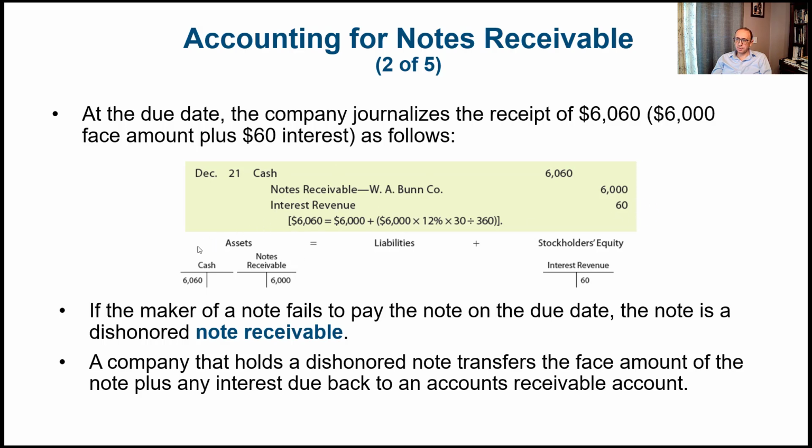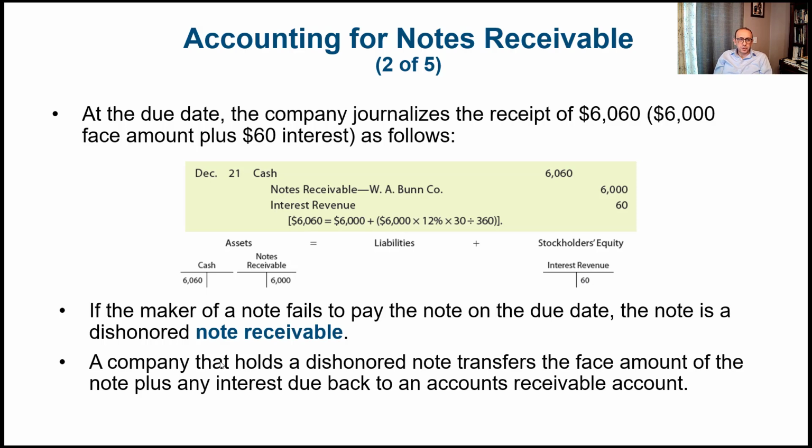And now we have, on the accounting equation, you can see that cash went up by $6,060, and the notes receivable went down by $6,000 on the credit side, and we have interest revenue, which has a positive impact on stakeholders' equity, or stockholders' equity, which is credited by $60.